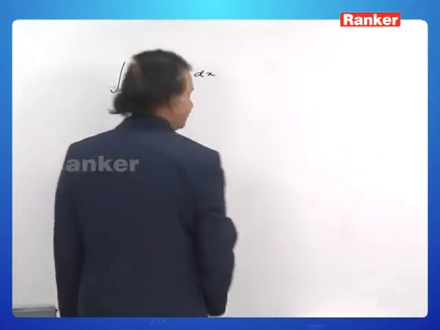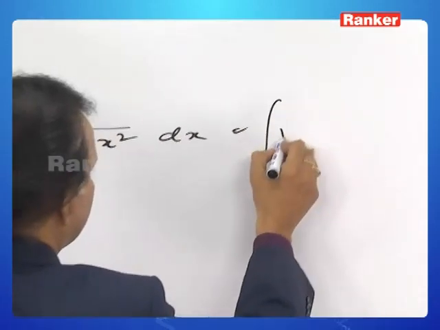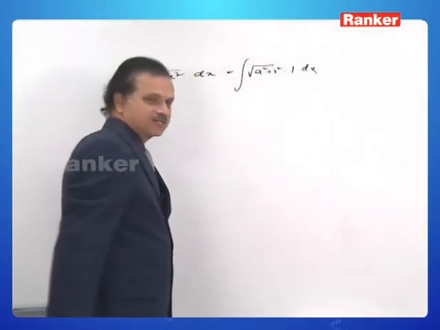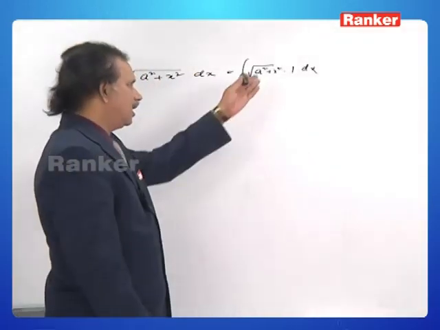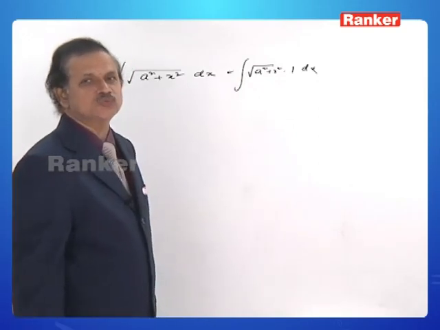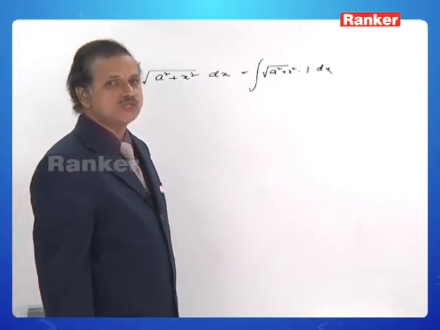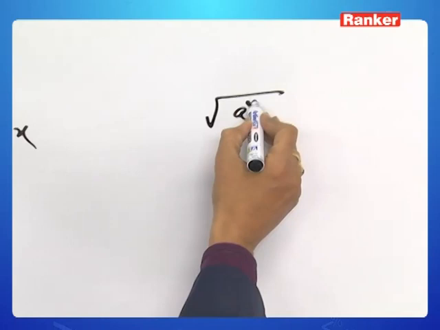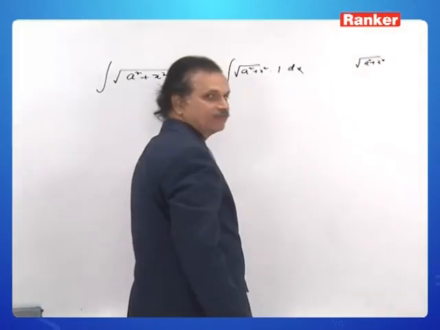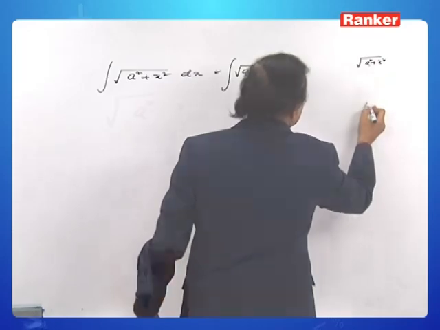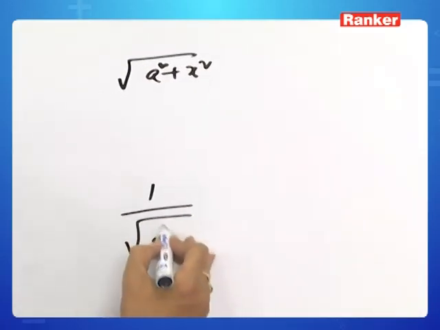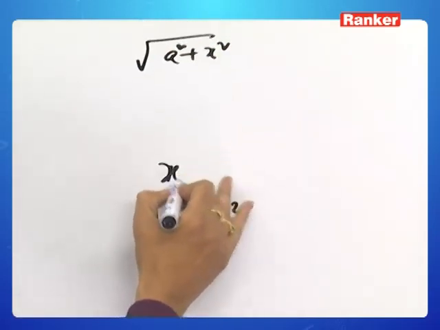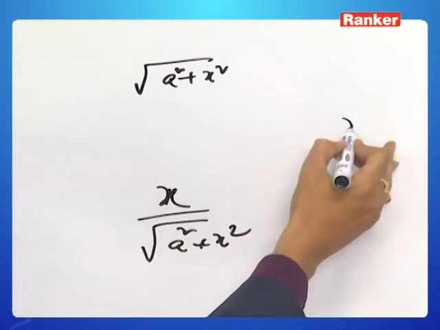Yes. Integral of root of a square plus x square dx is equal to root of a square plus x square into 1. Therefore, the first function is f of x, root of a square plus x square, and the second function, g of x, is 1. Again, let us use the triangular pattern. What is the derivative of root of a square plus x square? It is 1 by 2 root a square plus x square into the derivative of a square plus x square, which is 2x, so it is x by root of a square plus x square.